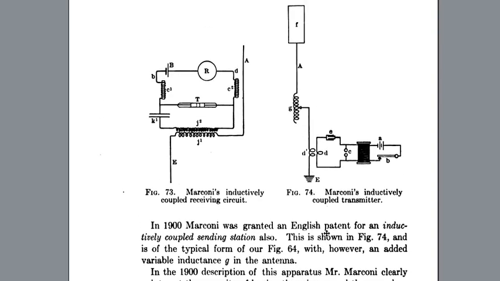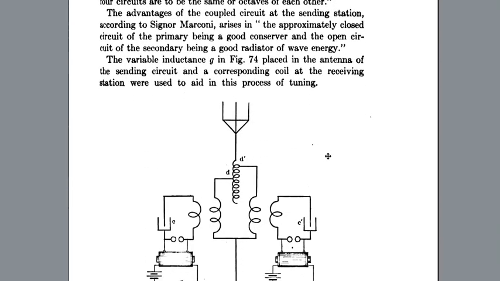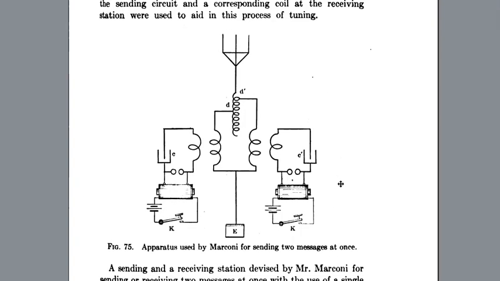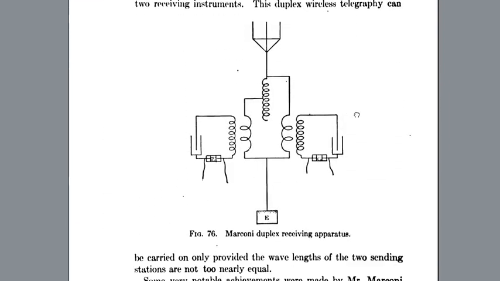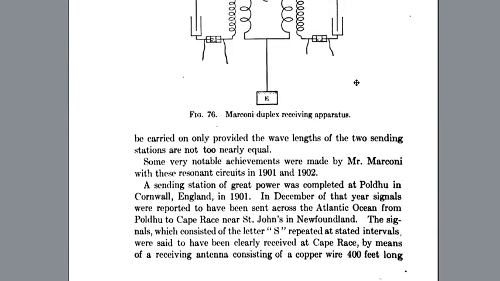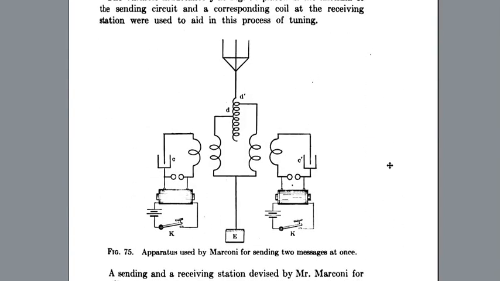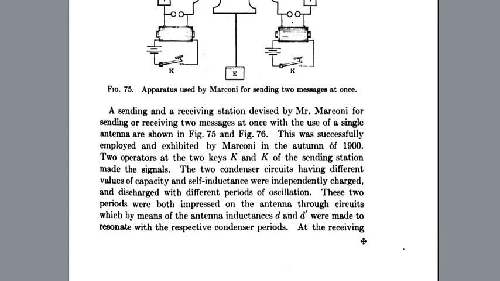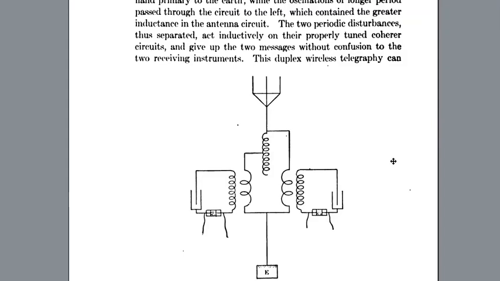A sending and a receiving station devised by Mr. Marconi for sending or receiving two messages at once with the use of a single antenna are shown in figure 75 and figure 76. This was successfully employed and exhibited by Marconi in the autumn of 1900. Two operators at the two keys K and K' of the sending station made the signals. The two condenser circuits, having different values of capacity and self-induction, were independently charged and discharged with different periods of oscillation. These two periods were both impressed on the antenna through circuits which, by means of the antenna inductances D and D', were made to resonate with the respective condenser periods. At the receiving station, figure 76, the waves constituting the double message acted on the receiving antenna.